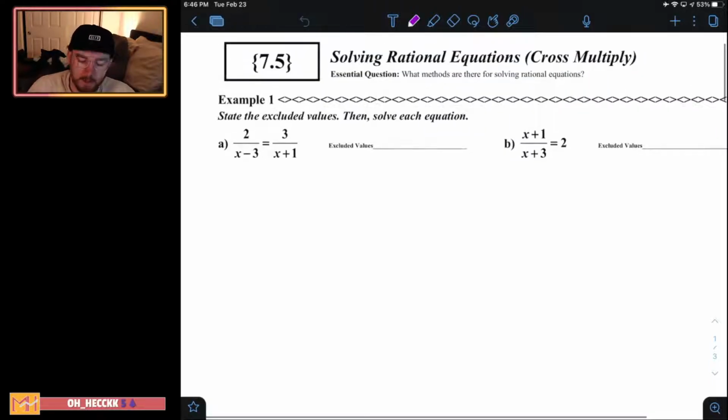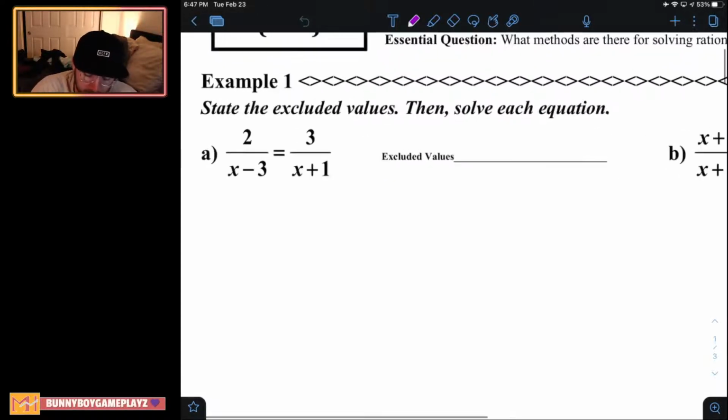The focus of today's lesson is to solve by cross multiplying. There are several methods that one can use to solve these types of equations, and the method we're going to look at today is cross multiplication. Cross multiplication is something you're pretty familiar with from Algebra 1 and probably a pre-algebra course or 8th grade math.